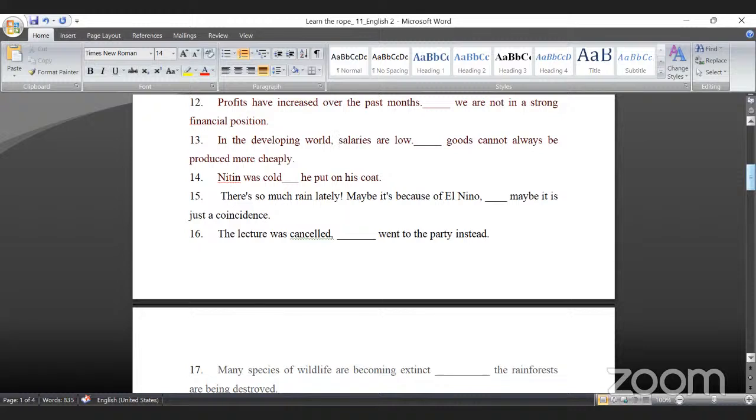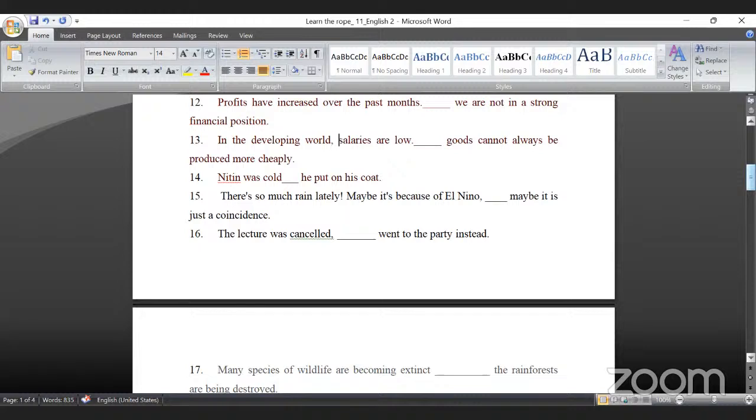There's so much rain lately. Maybe it's because of El Nino. Dash, maybe it is just a coincidence. Another word which can be used as a connector is or. To provide options and choices, you use the connector or. There's so much rain lately. Maybe it's because of El Nino. Or maybe it is just a coincidence.